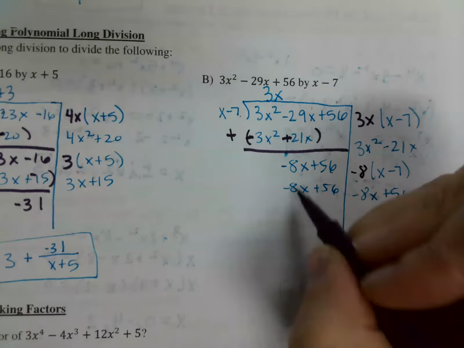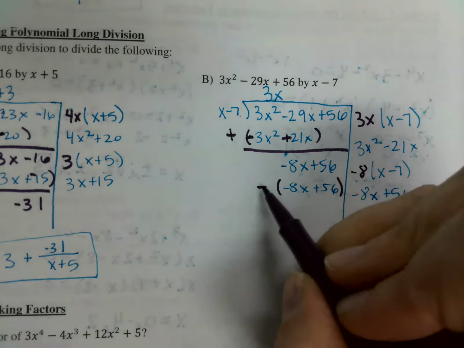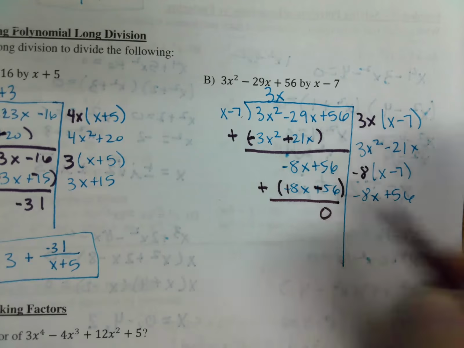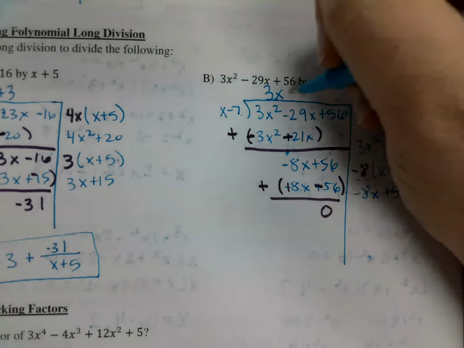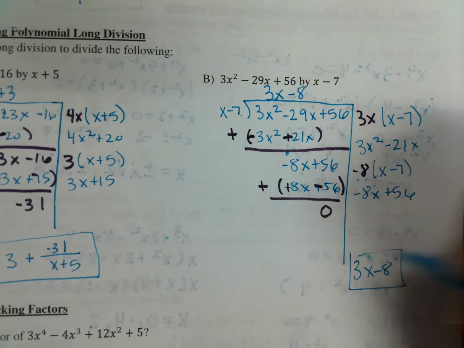Now, again, you're subtracting this whole thing off. Subtraction is just the opposite sign. So now this becomes 0. So my overall answer, we also use this minus 8, would be 3x minus 8.